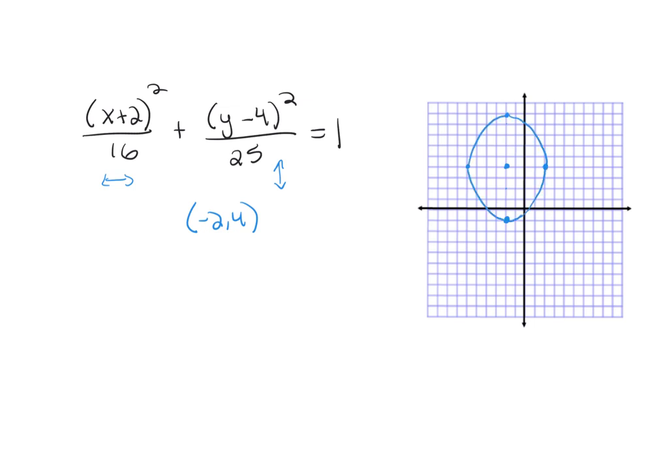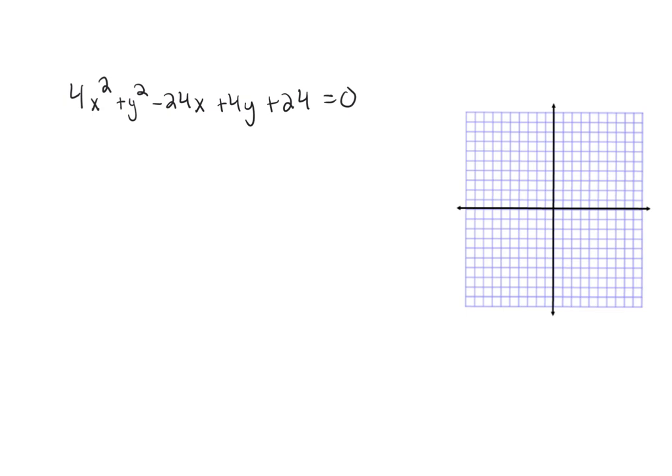So you can do your quick sketch, and then c squared equals, a is the larger one, so 25 minus 16. So then c equals plus and minus the square root of 9, which is 3. So on the major axis, so this time the major axis is up or down, you can put your foci. So there we go. They're pretty easy.